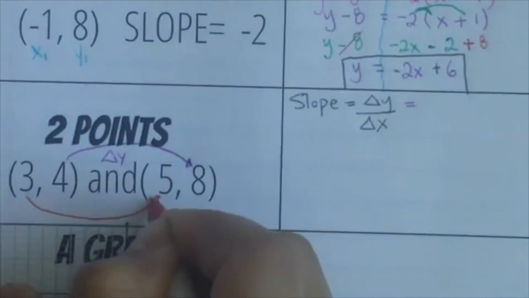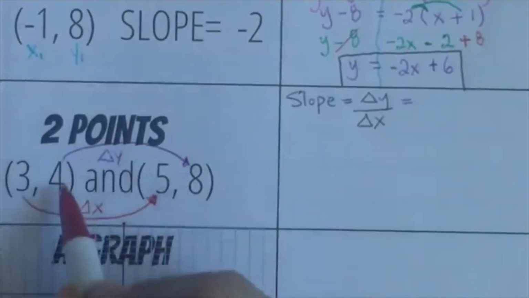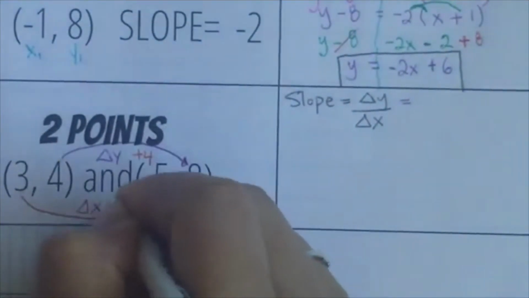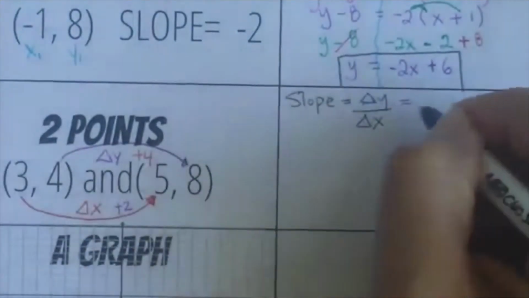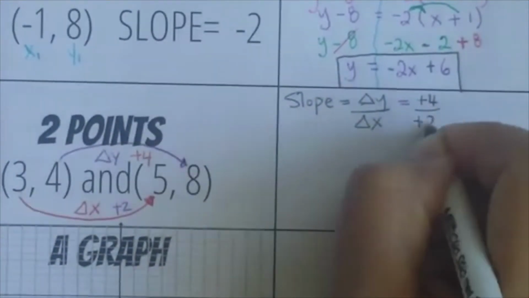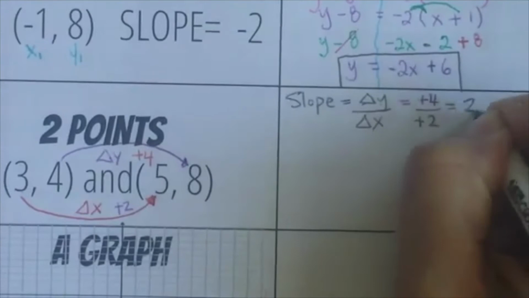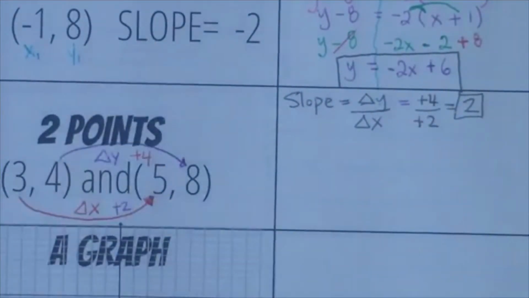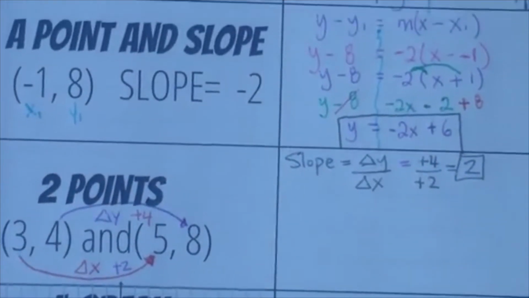Then 3 to 5, how does that change? From 3 to 5, I add 2. So I add 4 on y and I add 2 on x. So the change in y is positive 4. The change in x is positive 2. So positive 4 divided by positive 2 is equal to 2. So now that I have my slope, it actually becomes like the question above. It's a point and a slope.